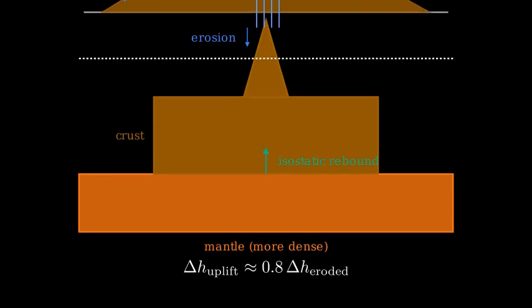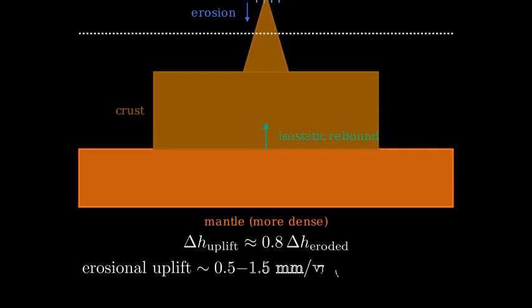In very wet or glacial climates, unloading by erosion can add about 0.5 to 1.5 millimeters per year of rock uplift on top of tectonic uplift, as observed in places like the Southern Alps.